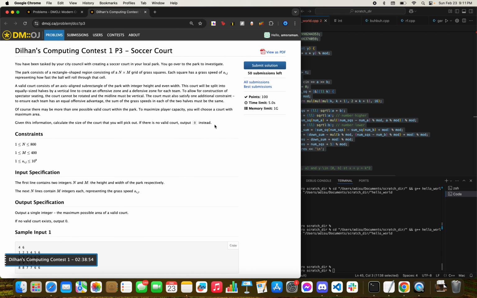To allow for construction of spectator seating, the court cannot be rotated and the midline must be vertical. The court must also satisfy one additional constraint. To ensure each team has an equal offensive advantage, the sum of the grass speeds in each of the two halves must be the same. Of course, there might be more than one. Okay, I didn't really get it. Let me read it again.